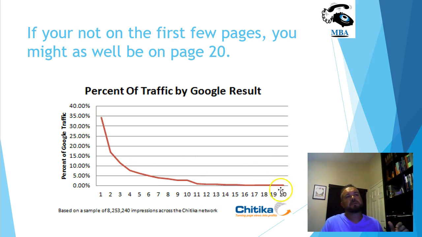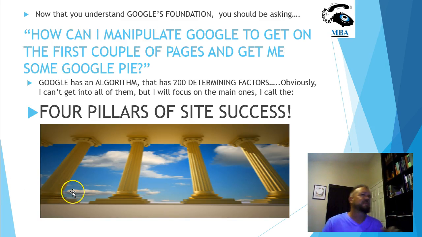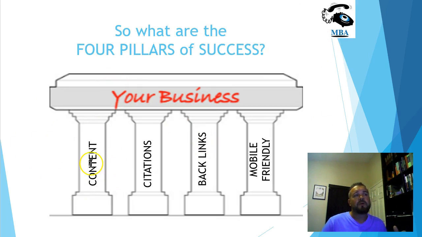So the question becomes, if I'm back here, how do I move myself up? That's the bottom line. And if you want to look at it, there's a foundation there. Google has 200 determining factors in the algorithm. I'm not going to get into all of it. The pro course gets in way deeper than I'm going to touch right now. So consider this kind of like an introduction to that. But the 4 pillars can be broken down into your content, your citations, your backlinks, and whether or not your site's mobile friendly.